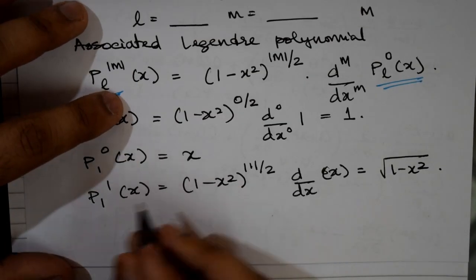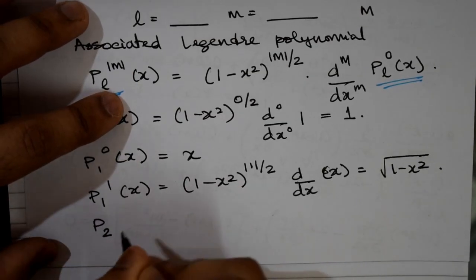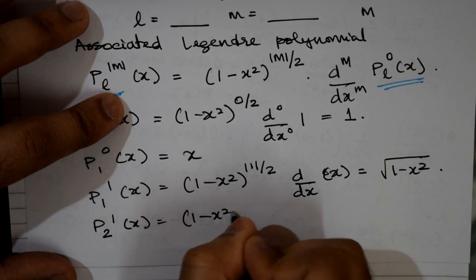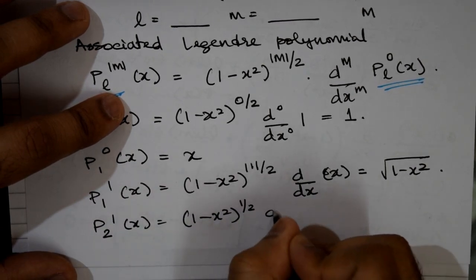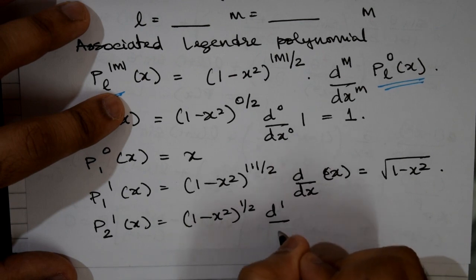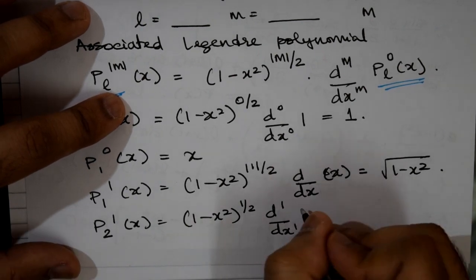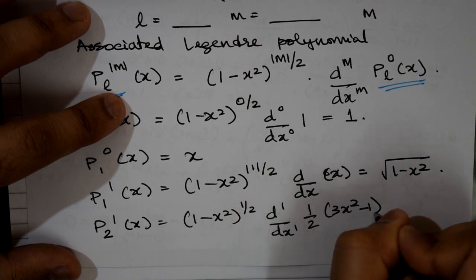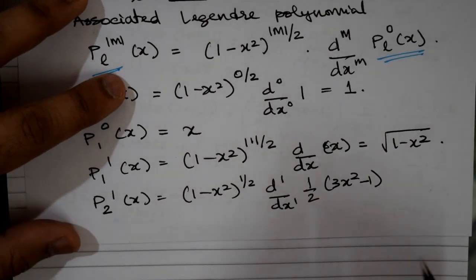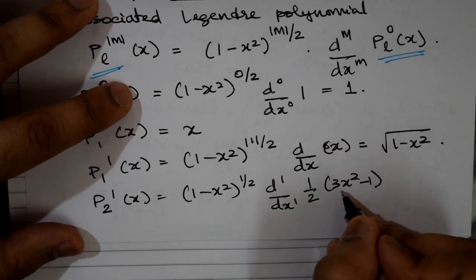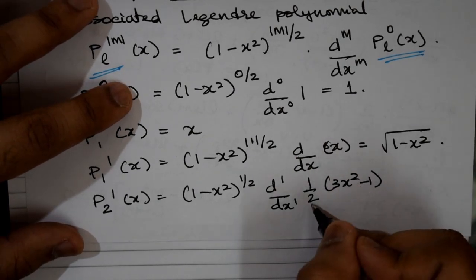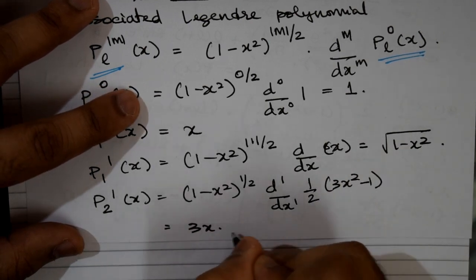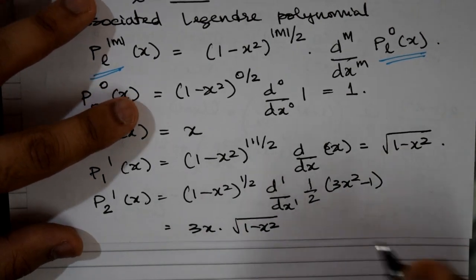So let's do it for P_2^1 of x, which is going to be 1 minus x squared to the 1 by 2, d^1, the first differential with respect to the second Legendre polynomial, which is 1 over 2 times 3x squared minus 1. So what will this end up being? Differentiation of 3x squared will be 6x. There is a 2 here. Therefore, you will end up with a 3x. So this is going to be 3x times square root of 1 minus x squared.